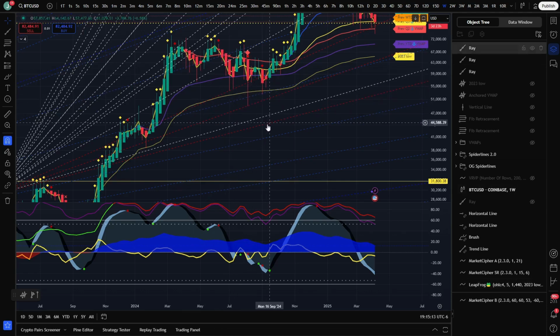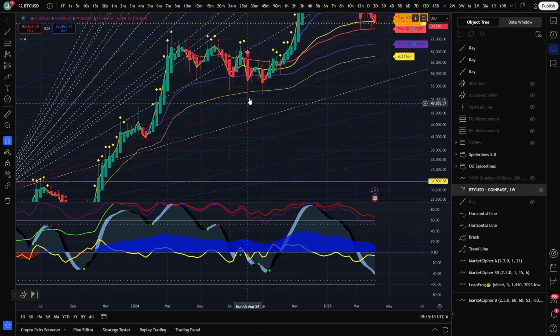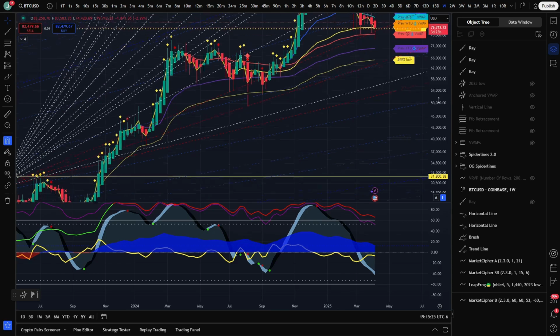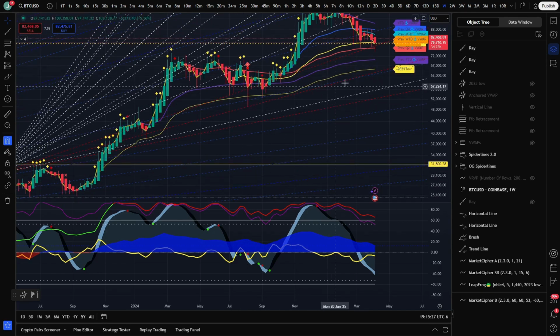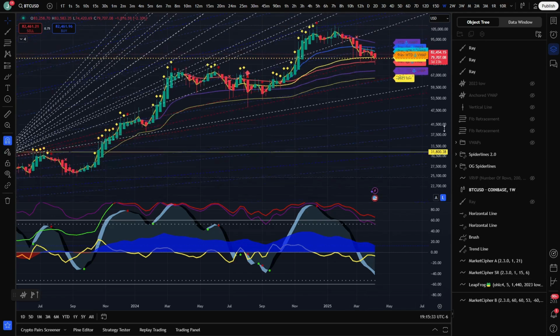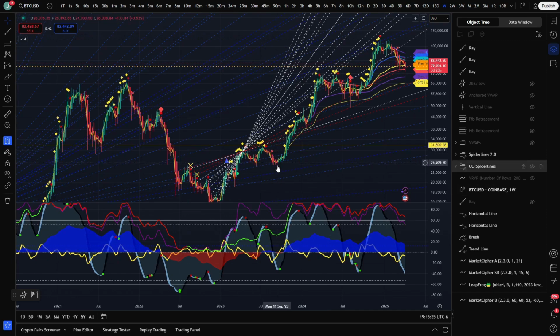We just made these. I've never had them on my charts because, like I said, I still like my OG spider lines that are still very much so valid. But now you just have extra confluences with the price. Okay, look, we just wicked down to one of these new spider lines right here that we just drew. So that is how you draw the spider lines. That's how they work.